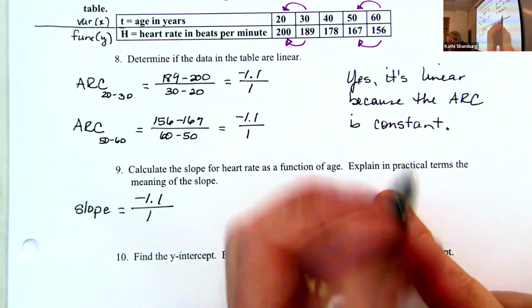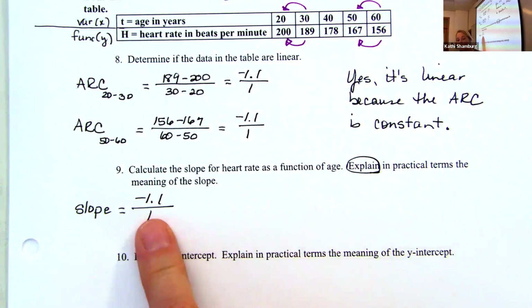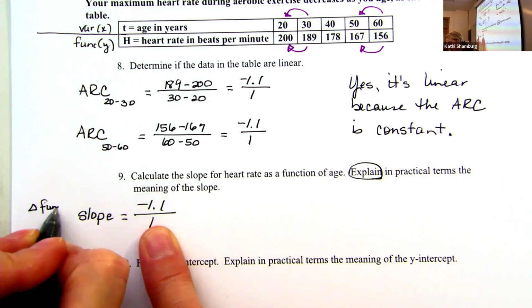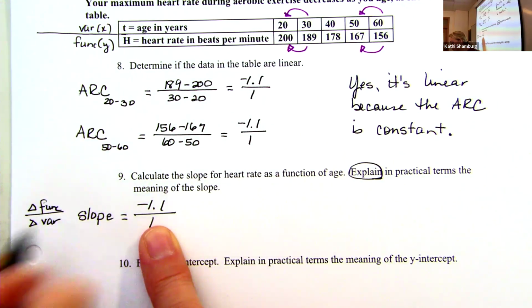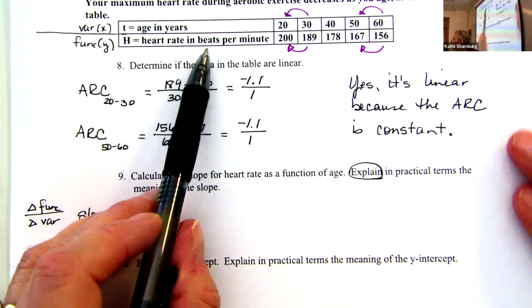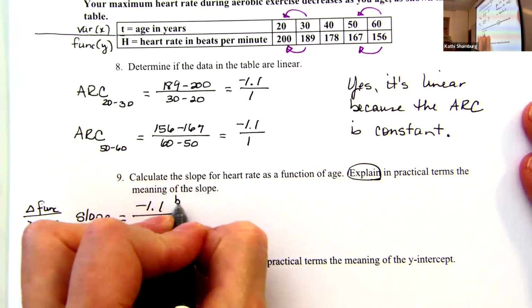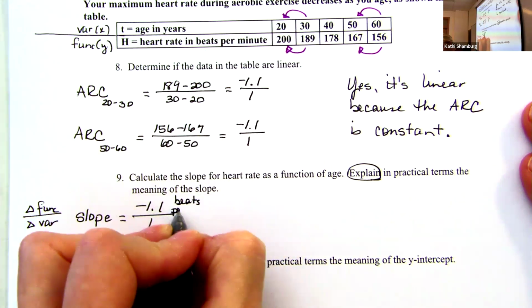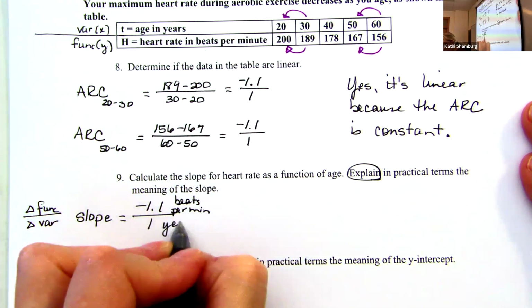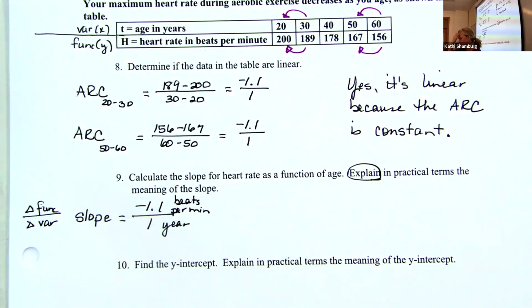Now, since I have to explain it, I'm going to write what goes with it. So remember, it's the change in the function over the change in the variable. So that means in the numerator, I'm talking about the function heart rates in beats per minute. So this is beats per minute for every 1 year. That's going to help me explain this, okay? Now, what are we talking about? A heart rate, right?